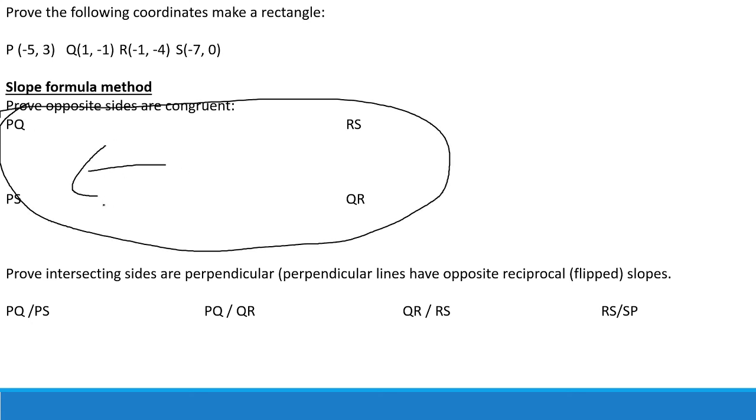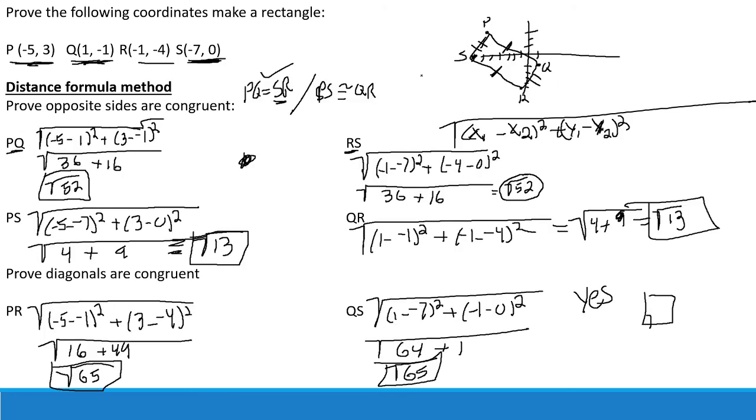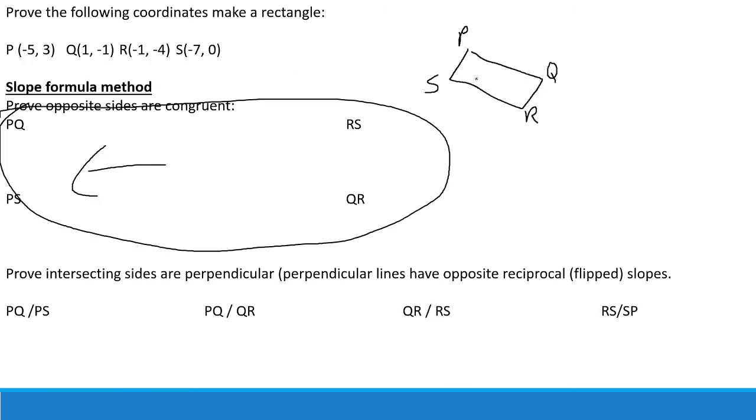But once you get that all sides are congruent, then you have to prove that the intersecting sides are perpendicular. So remember, our figure looks something like this. P, Q, R, S. That was the orientation, if I remember correctly. Yep. So I want to prove that PS is perpendicular to SR. That way I know that they make a right angle.